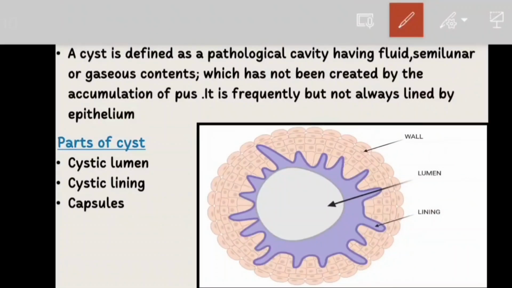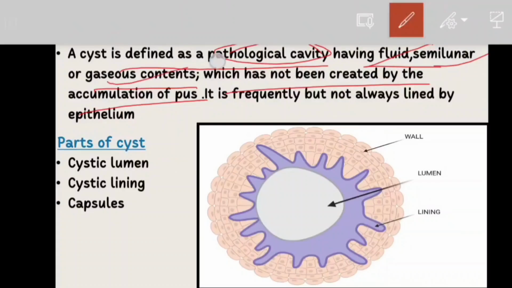So, now first we see the definition of the cyst. Here a cyst is defined as a pathological cavity having fluid or semifluid or gaseous content which has not been created by the accumulation of the pus. So let's break this sentence down. Here a cyst is basically a pathological cavity. That means it is an abnormal cavity which is formed because of a disease process, and inside this cavity there may be fluid, semifluid content or the gaseous content.